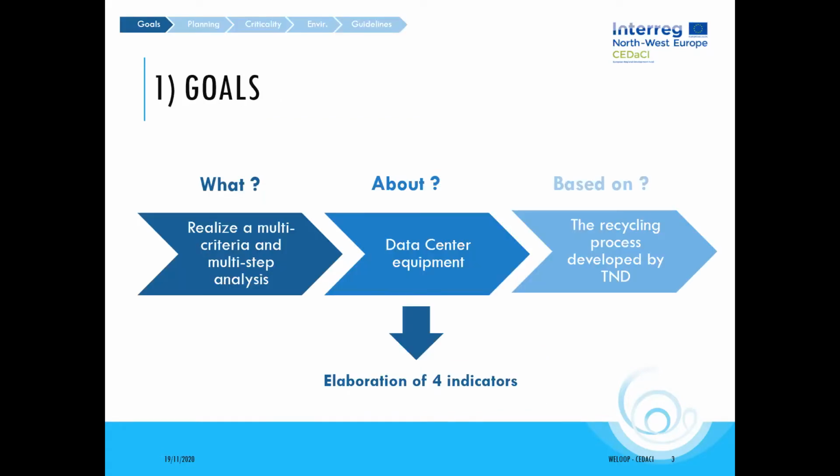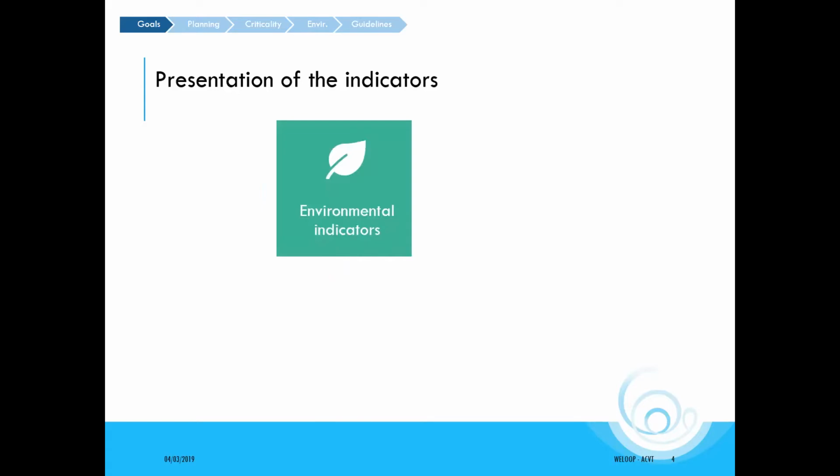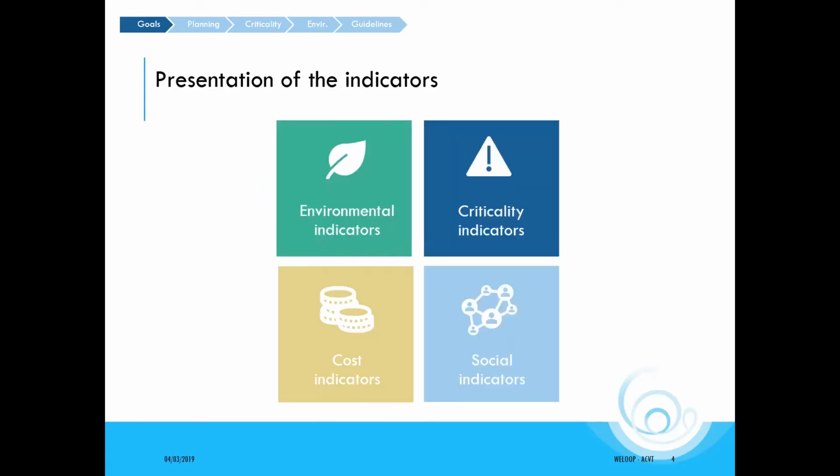So first, the goal is to realize a multi-criteria and a multi-step analysis, and it is about data center equipment. This analysis is based on the recycling process developed by T&D. And in order to achieve this goal, we must elaborate 4 indicators. These indicators are the following ones: environmental, criticality, cost, and social indicators.